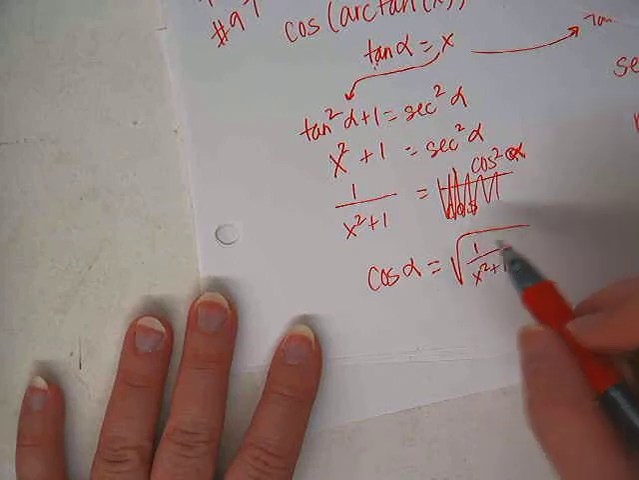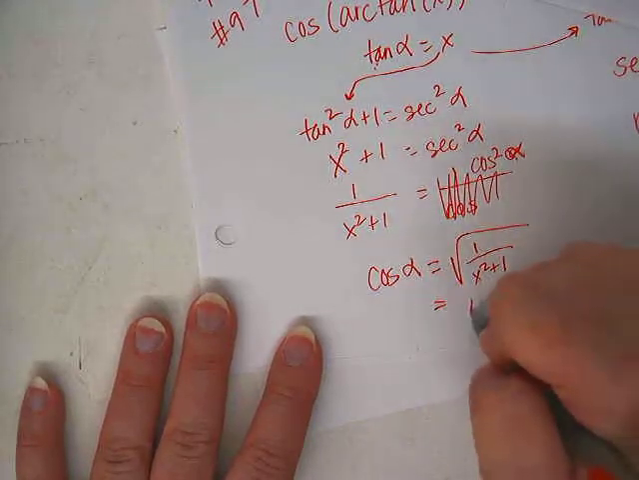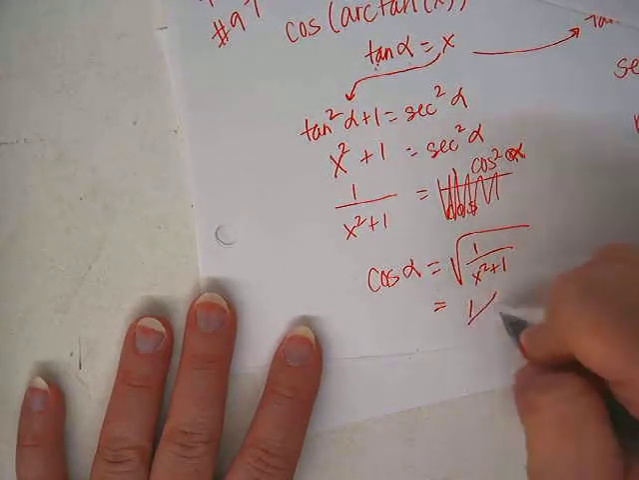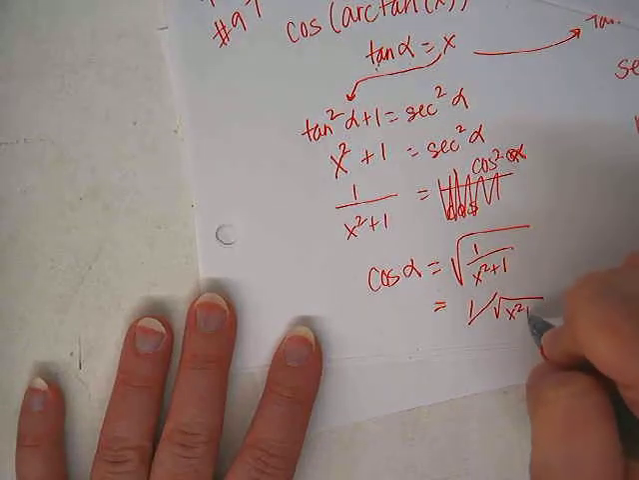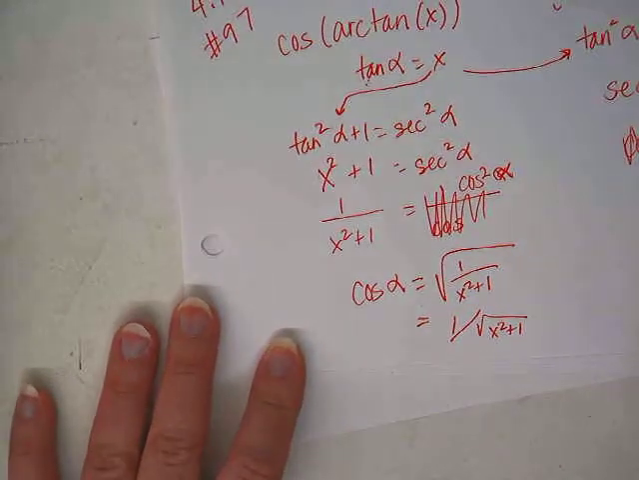Well, the only thing they've done differently to simplify this is the numerator. What's the square root of 1? 1. So your final answer is 1 divided by the square root of x squared plus 1.